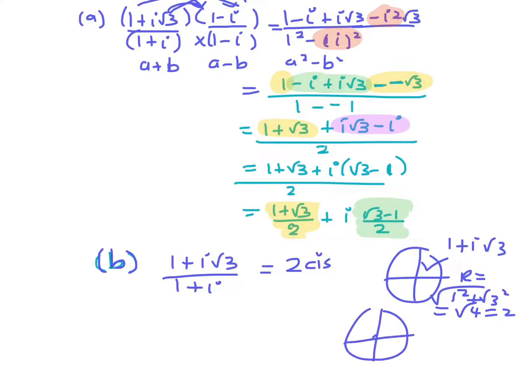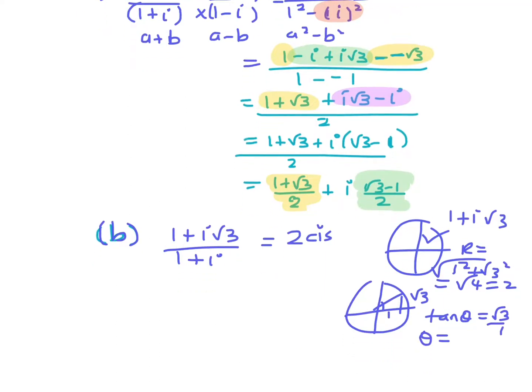So when you think about that quadrant there, what will that be? The y value is root 3, the x value is 1. So tan theta is root 3 on 1. So that means that theta is going to be 60 degrees, which is pi on 3. Okay, so that's pi on 3. So that's going to be cis pi on 3.